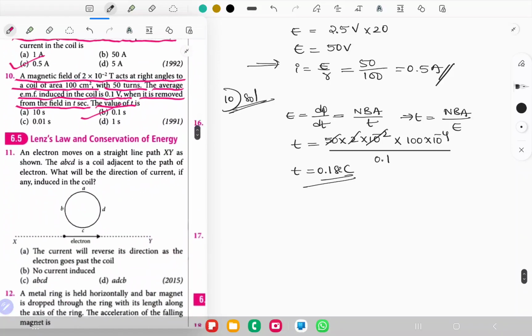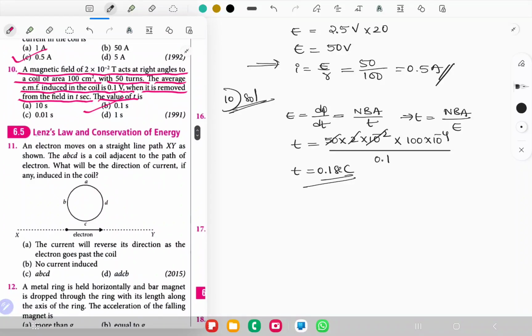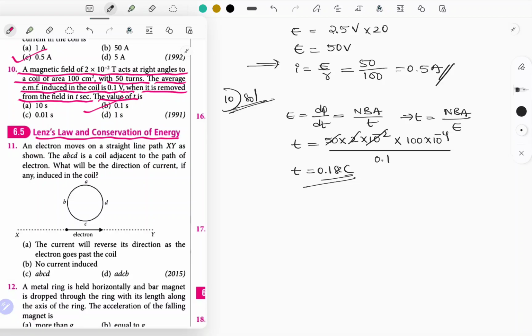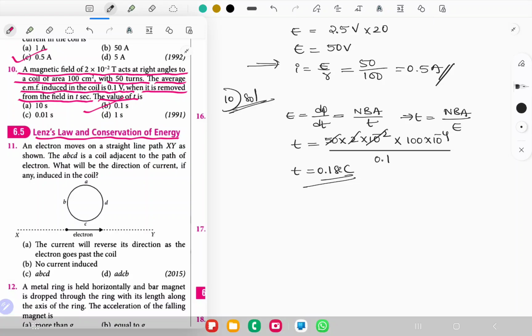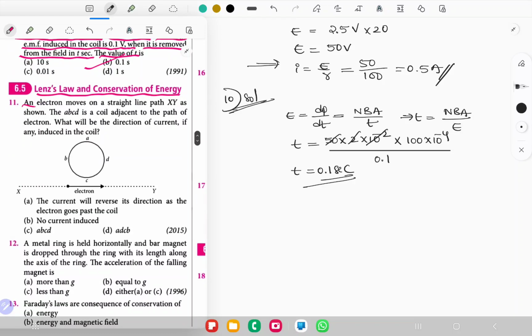Okay, so let's move on to the next topic, that is Lenz's law and conservation of energy. Let me read out that question. An electron moves on a straight line path XY as shown. ABCD is a coil adjacent to the path of the electron. What will be the direction of current, if any, induced in the coil?